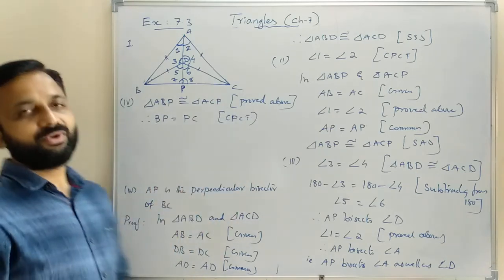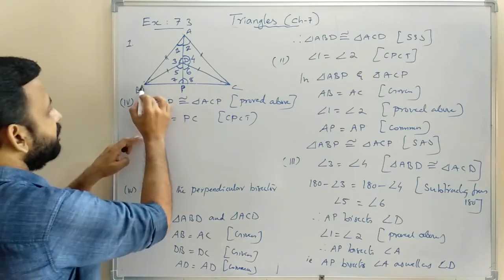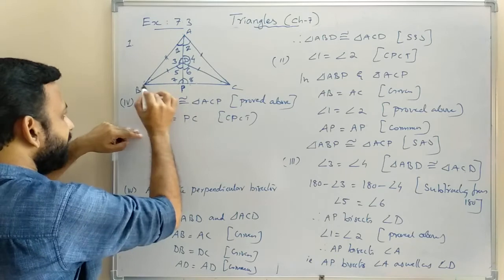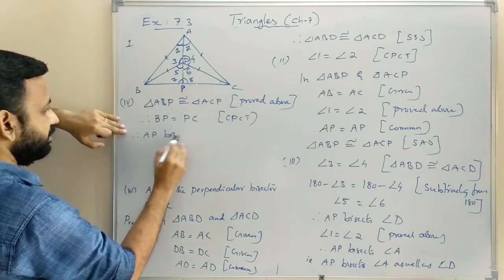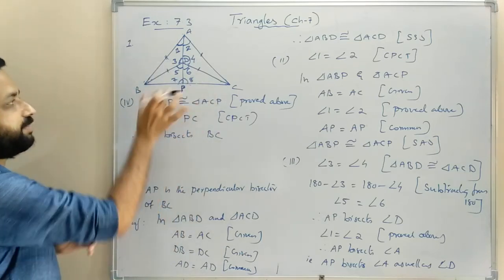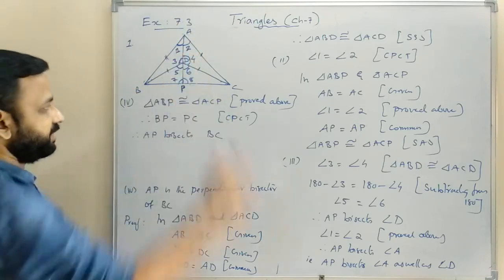Corresponding parts of congruent triangles are equal. So BP equal to CP. So if BP and CP are equal, then we can say AP bisects BC. Therefore, AP bisects BC, because BP and PC are equal.